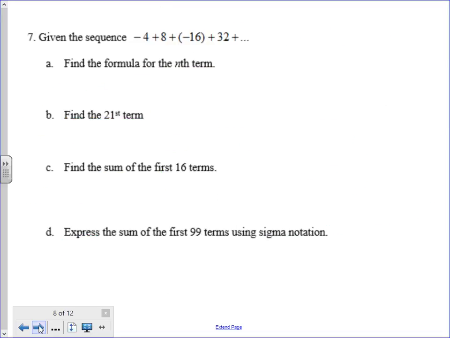Let's move on to number 7. Number 7, I'm given the sequence -4 plus 8 plus -16 plus 32. We, again, just like the last problem, have to decide if this is arithmetic or geometric to start. This is a geometric sequence.